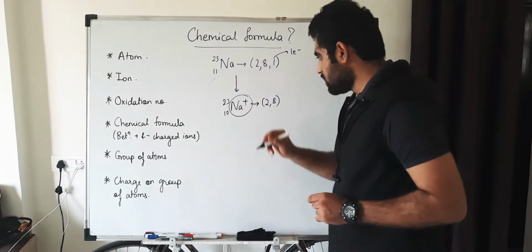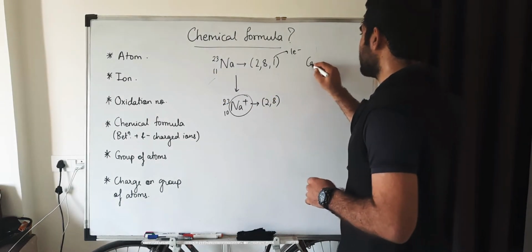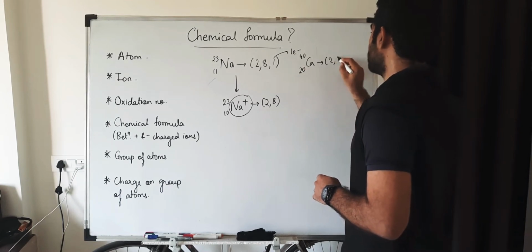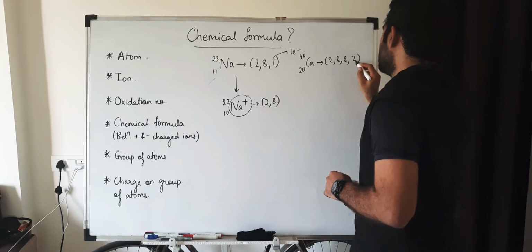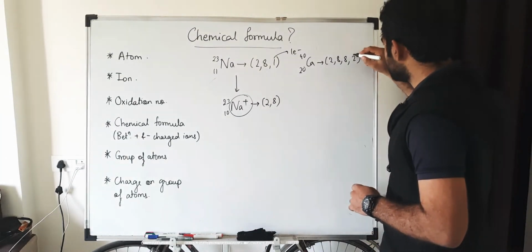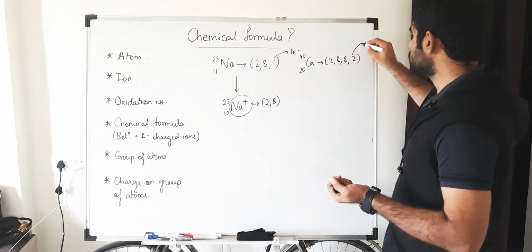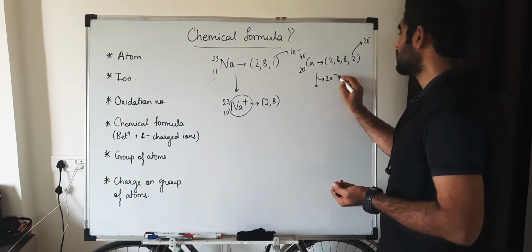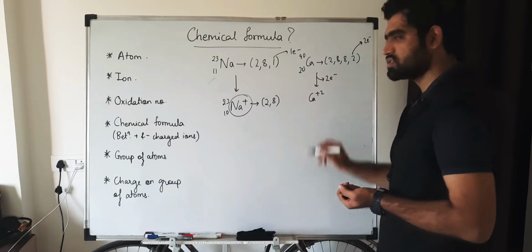Okay, so now similarly you can take for example calcium. Calcium is 20 and 40. So electronic configuration comes to be 2, 8, 8, 2. So outermost shell has 2 electrons. So instead of accepting 16 electrons, it donates 2 electrons, resulting in formation of, as 2 electrons are lost, I'll say calcium has plus 2 charge now.